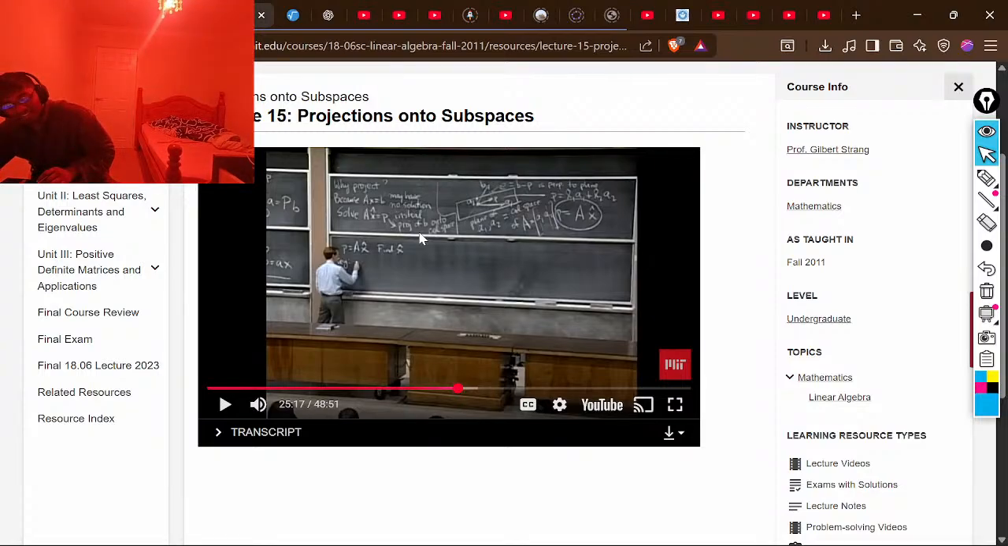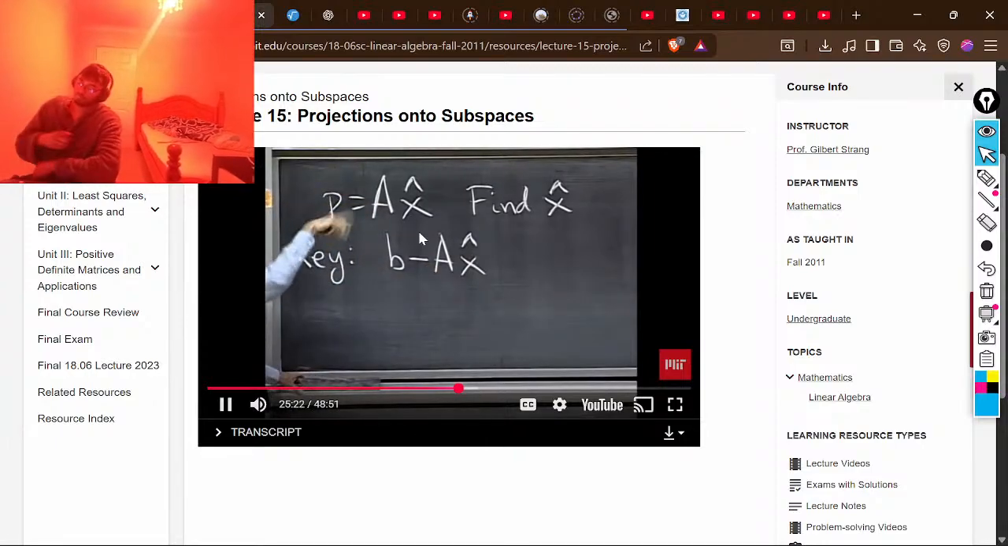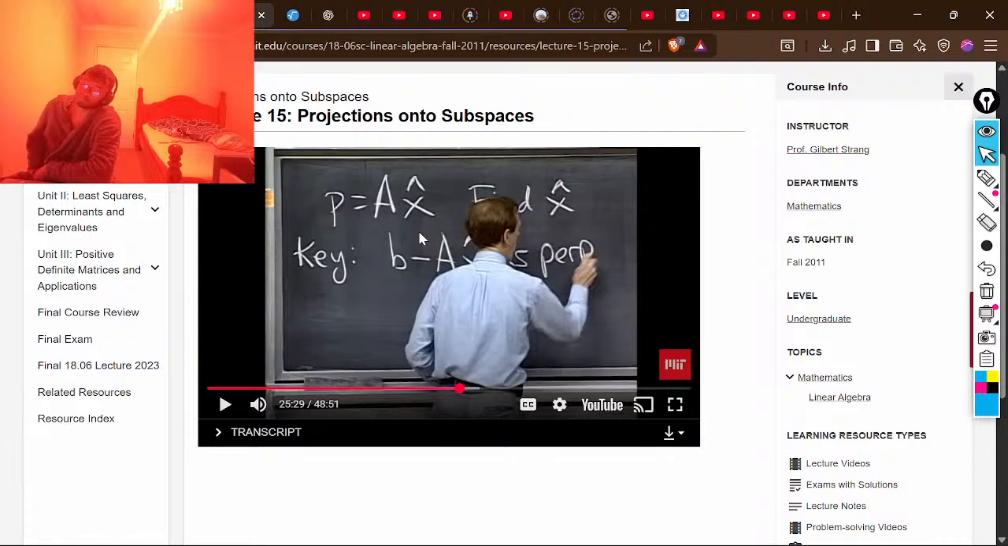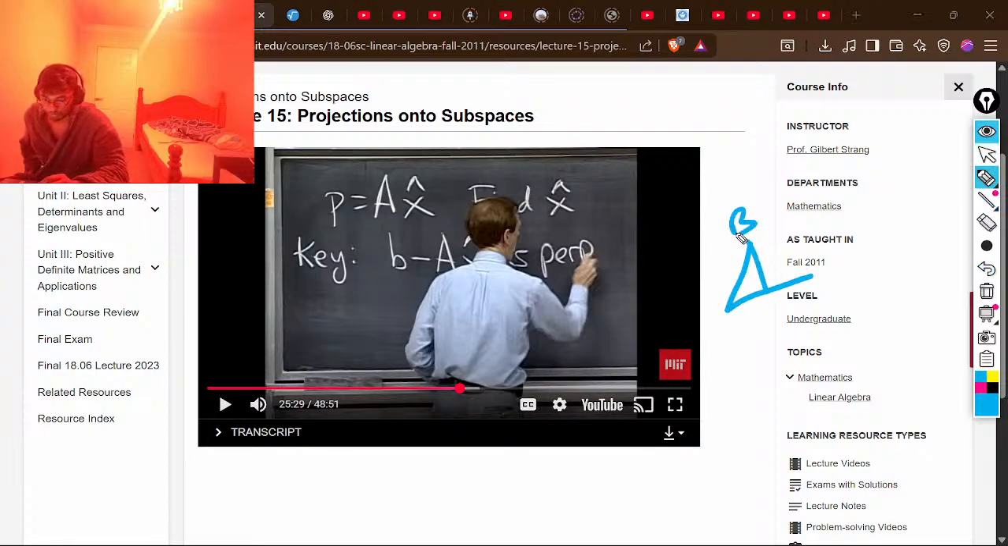Find x. Okay. Well, it's not a matrix. But what am I doing? B minus A x hat, that's the error. This is the E, is perpendicular. Oh, that's the error. Okay. Error is B minus P. B minus projection. That will be the error. Okay. So B is here. P is here. So yeah, that will be the error.